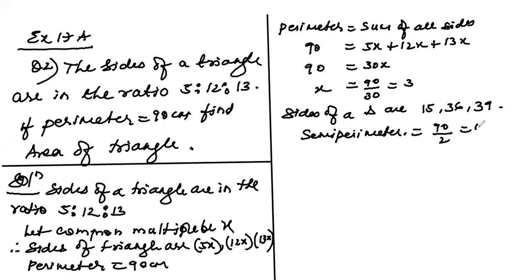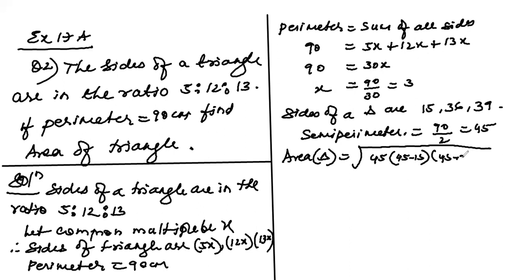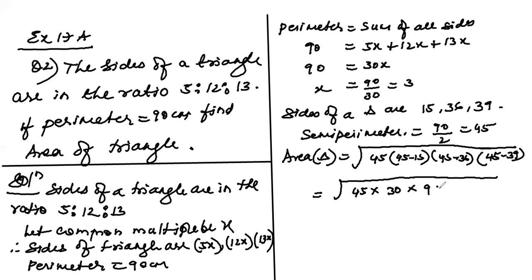Perimeter is 90. So now, the area of the triangle by Heron's formula is root of S, 45, into 45 minus the first side, into 45 minus the second side, into 45 minus the third side. So when you do all this, now do the simple calculation, children. This is 45 into 30 into 9, and this is only 6.